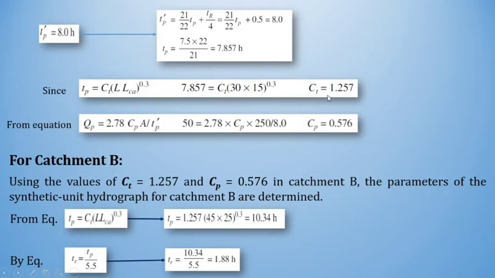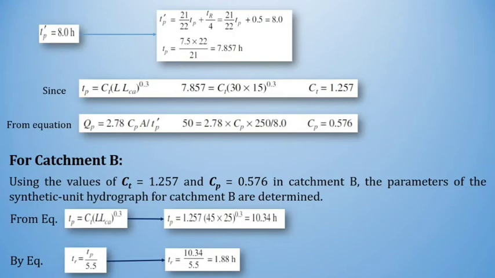You can find out this particular parameter Ct, a constant. Then from the equation peak discharge is equal to 2.78 Cp A divided by T'p, you can find out the value of this Cp. It will come out as 0.576. So now you have got these constants, which are similar for catchment B as well.